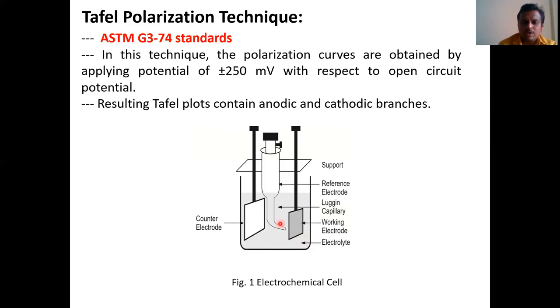Then you have to take the counter electrode. Counter electrodes are generally platinum, graphite, or you can use a mixed metal oxide electrode. That acts as the counter electrode. The middle one is the reference electrode, a saturated calomel electrode. These three are important, and together this is called the electrochemical cell.